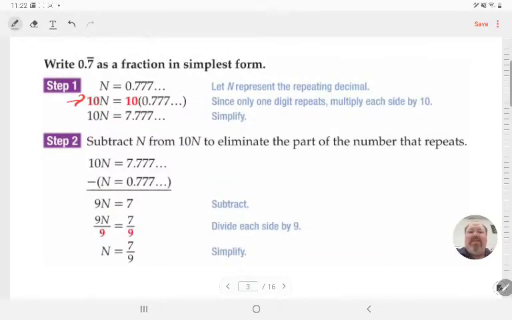Now I've got to get rid of that repeating decimal. So I can subtract my original equation of n equals 0.777 repeating from that, and that leaves me with 9n equals 7. Now, I then can divide both sides by 9 to get the n by itself, and that gives me a fraction of 7 over 9. I could tell if I'm right or not by taking 7 divided by 9 in my calculator, and I would end up with 0.7 repeating as the answer. So I know that that repeating decimal can be written as a fraction. Okay? So that's how that would work.